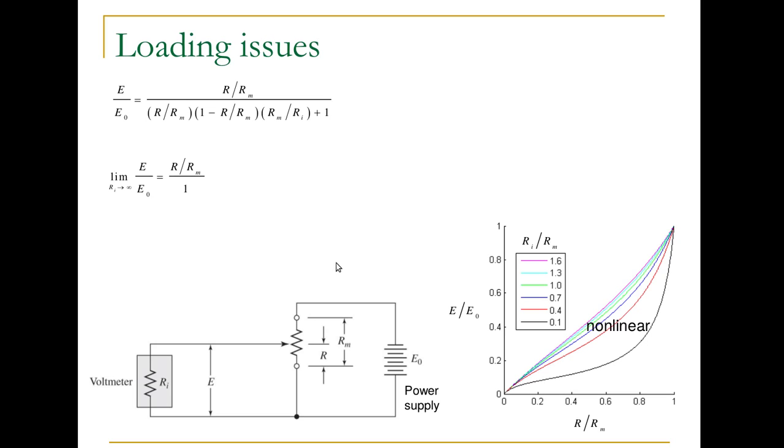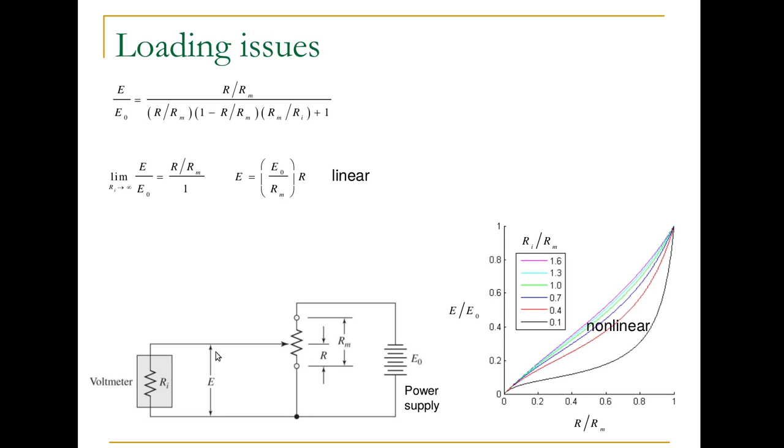And here's that ratio, E over E0, and we want to see what happens as Ri goes to infinity. Looking at this ratio here, you see that as Ri goes to infinity, then E over E0 becomes linear. And these are examples of loading effects. So whenever we have a transducer, we don't want the measurement system to influence the reading of the transducer. I said transistor, but I meant transducer.